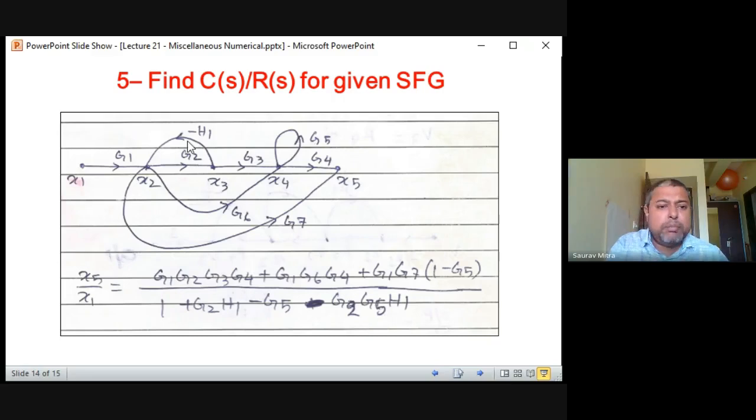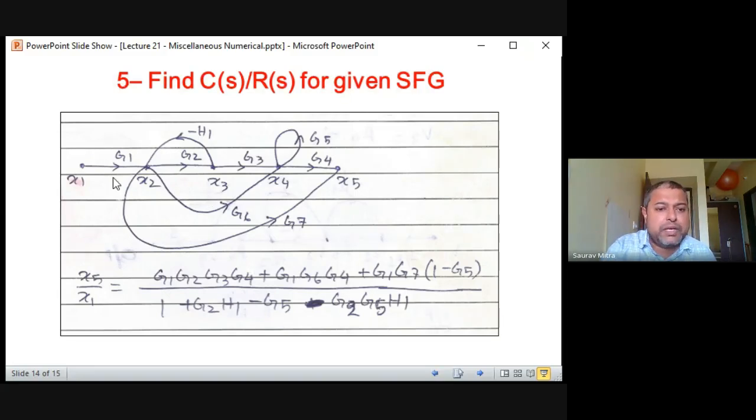Now the top part, forward path G1, G2, G3, G4. It is touching both the loops, because these 2 nodes are common between the forward path and the first loop, and this node is common between the self loop and the forward path. So there is no loop which is not touched by this forward path. Hence, for the G1, G2, G3, G4 forward path, delta 1 is equal to 1, because this forward path is touching both the loops.